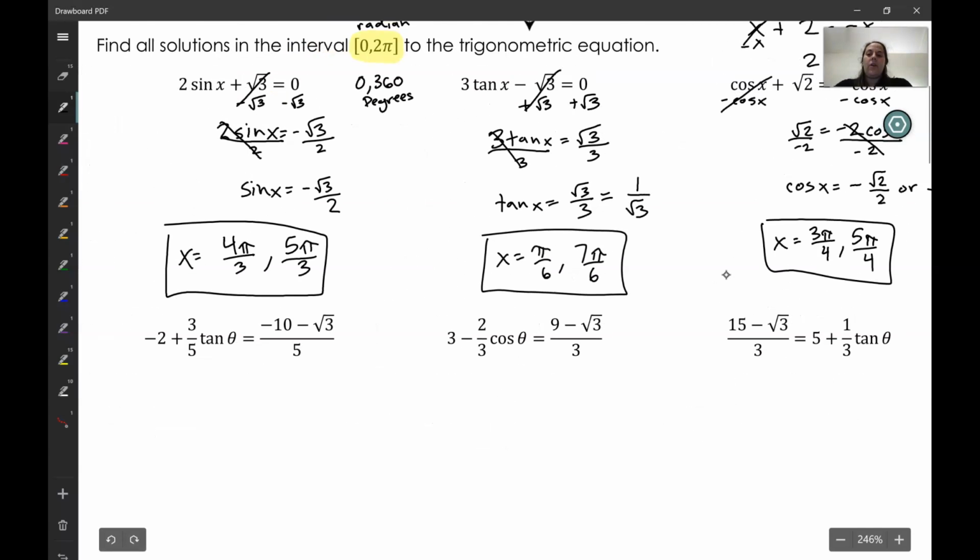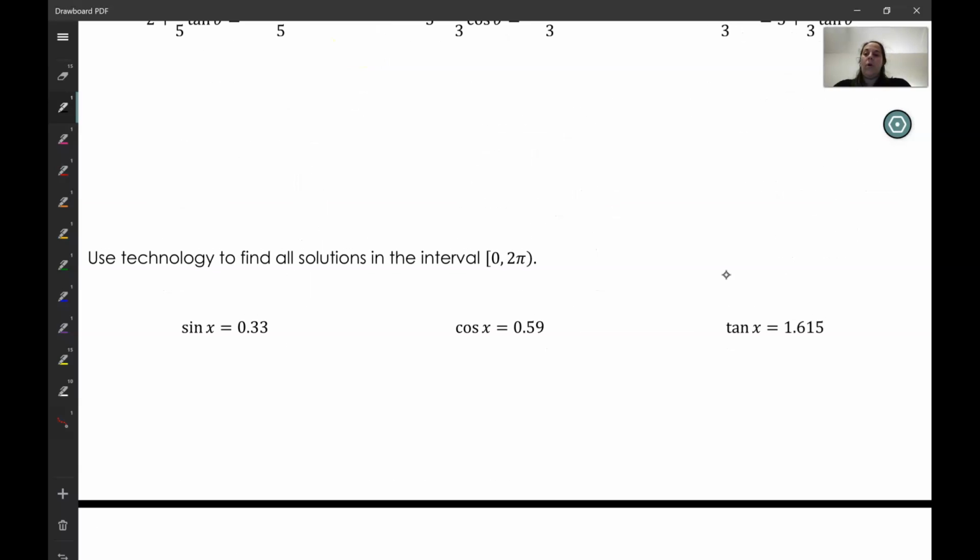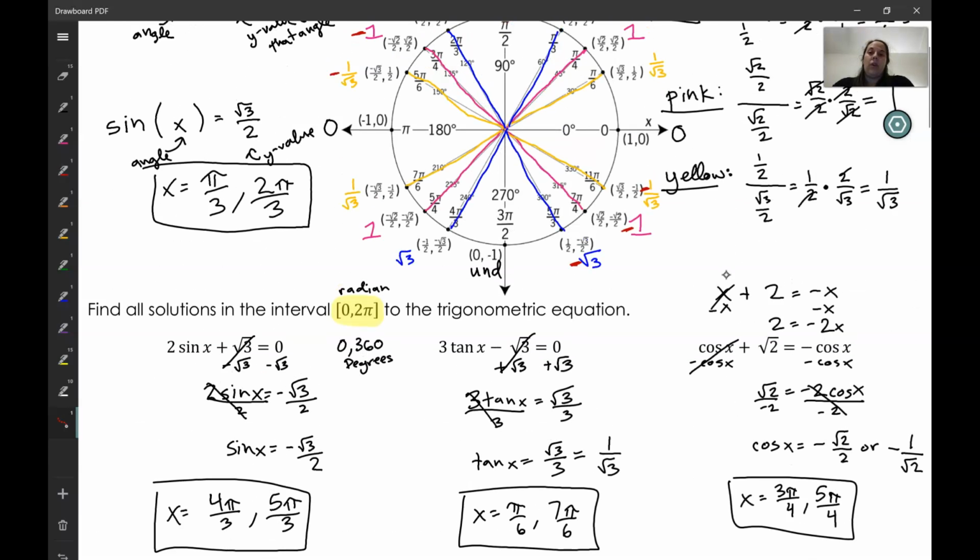Okay, in the next video, we're going to do these slightly harder problems and then talk about what we're going to do when our answer is not a point on the unit circle.